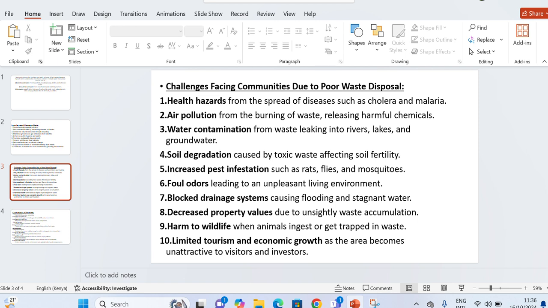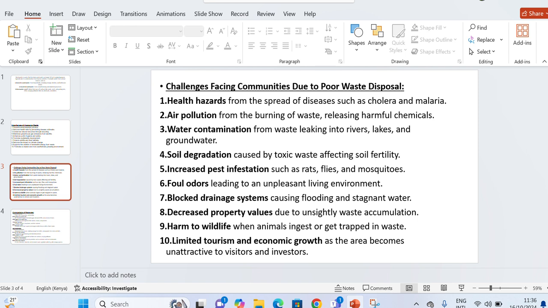The last but not least, there will be harm to wildlife. When animals ingest or get trapped in waste, they will lose their life. For example, when we allow people to dispose of waste particles in our game parks and game reserves, all our animals, when they are idle, will feed on those solid particles, and they can lose their life, and this will be a loss to our country.